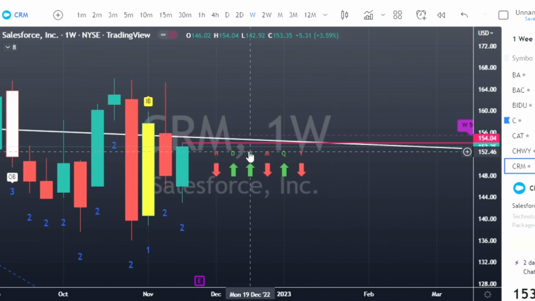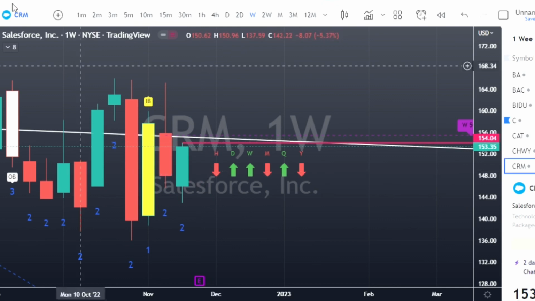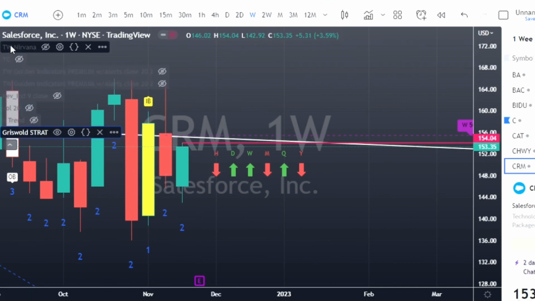Okay, 2 shares is going to be $308. Okay, the most you're going to lose on this is like $20 at the very most in a week. And even if you want, the Strat indicator that I have has a 50% indicator on it. Sarah Strat Sniper's 50% rule. So we go into settings of that Griswold Strat indicator.